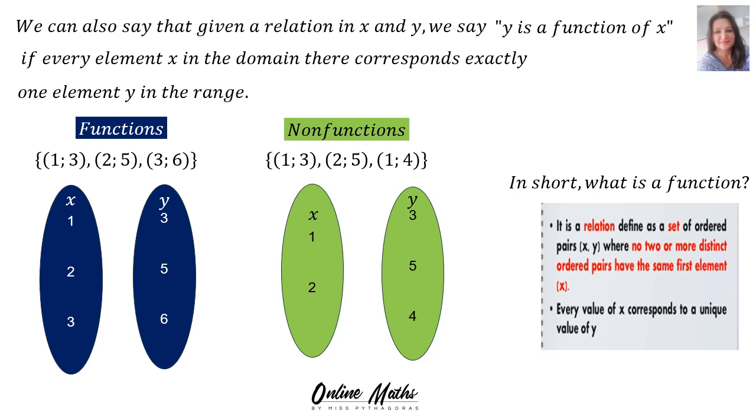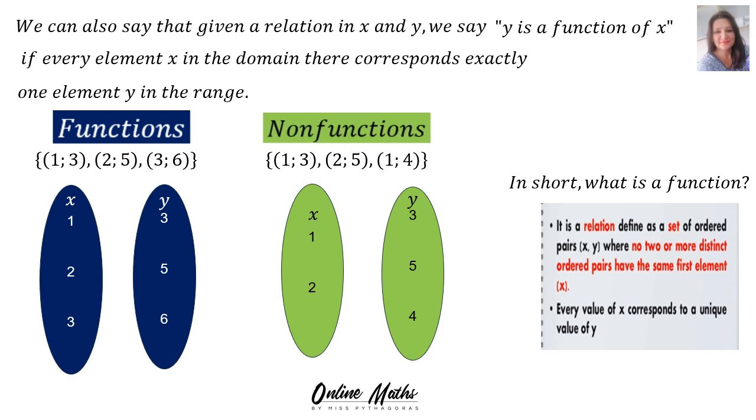We can also say that given a relation in x and y, we say y is a function of x if for every element x in the domain there corresponds exactly one element y in the range. Then you will see in the blue there's function, and then in the green there's non-functions.